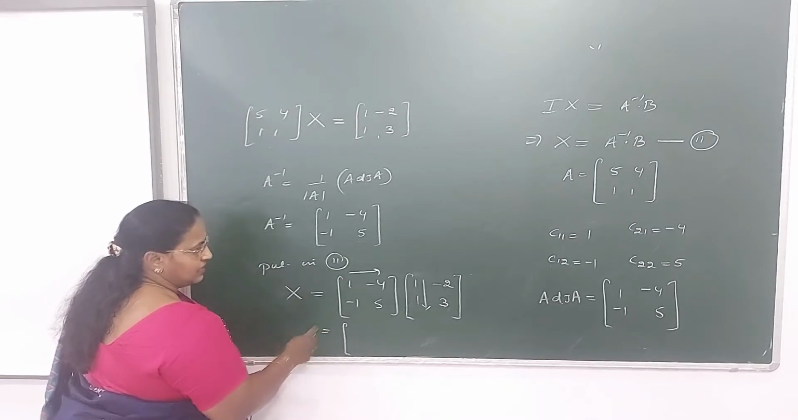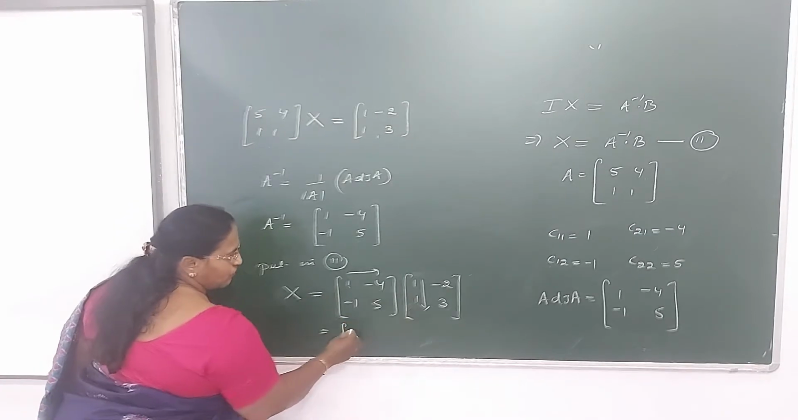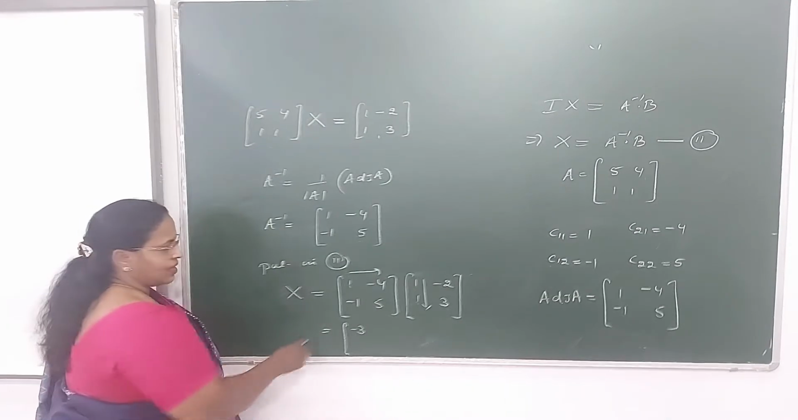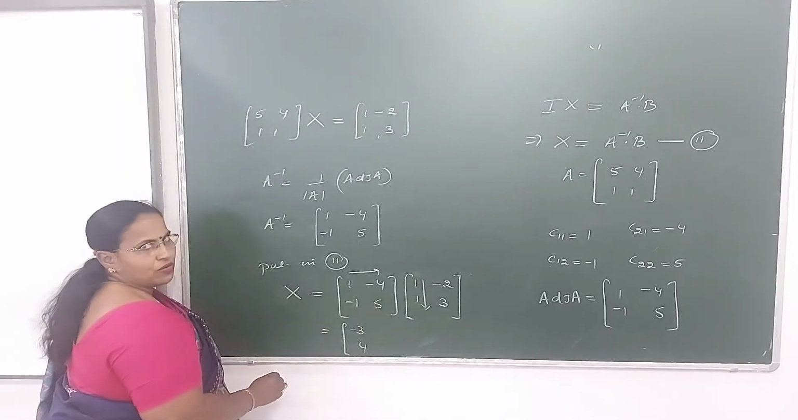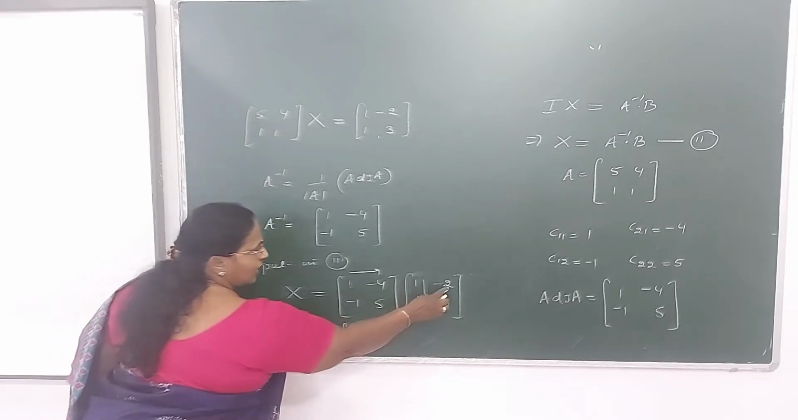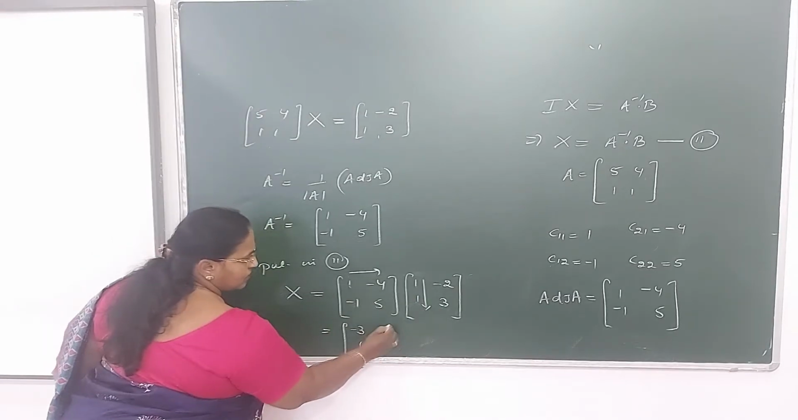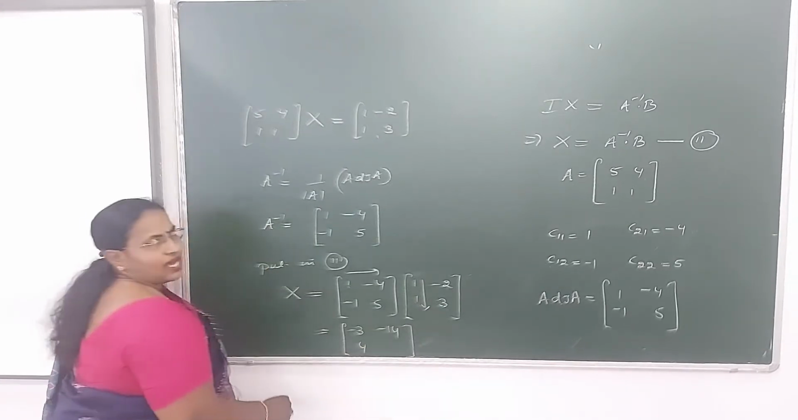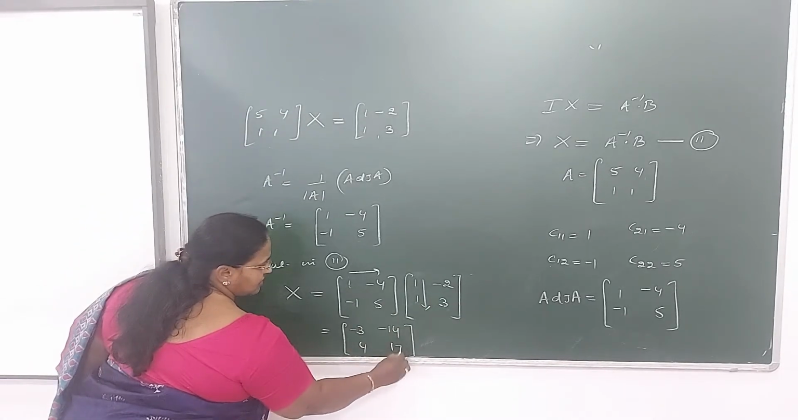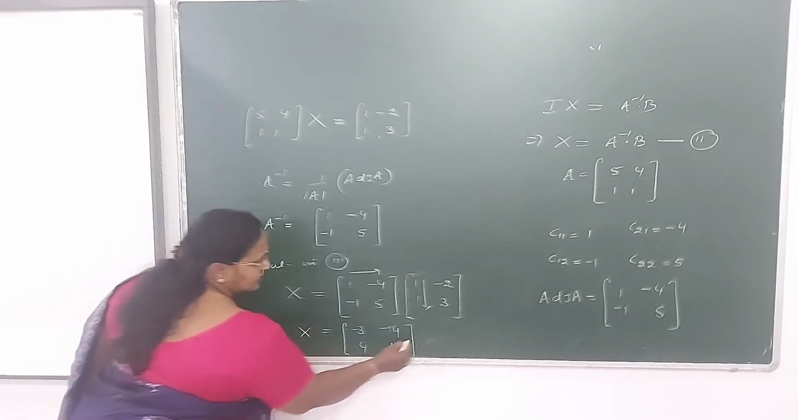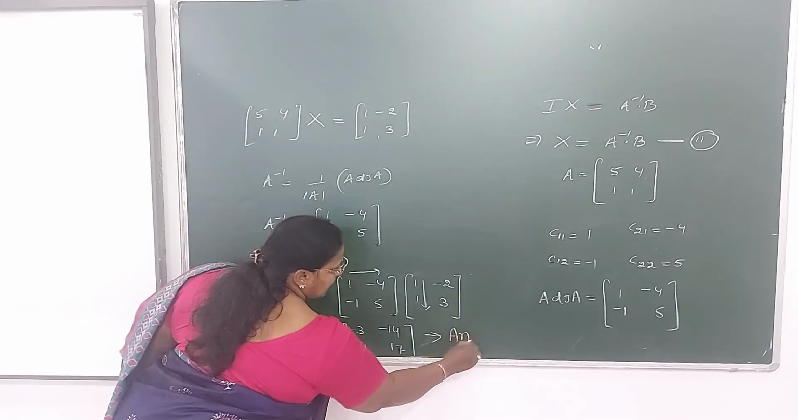So practice it. So it's 1 minus 4, it's coming minus 3. Minus 1 plus 5, it's 4. Moving to the next column, it's minus 2 minus 12, it's minus 14. Now the last row, last column, it's plus 2 plus 15, it's 17. So this is X and this is the answer.